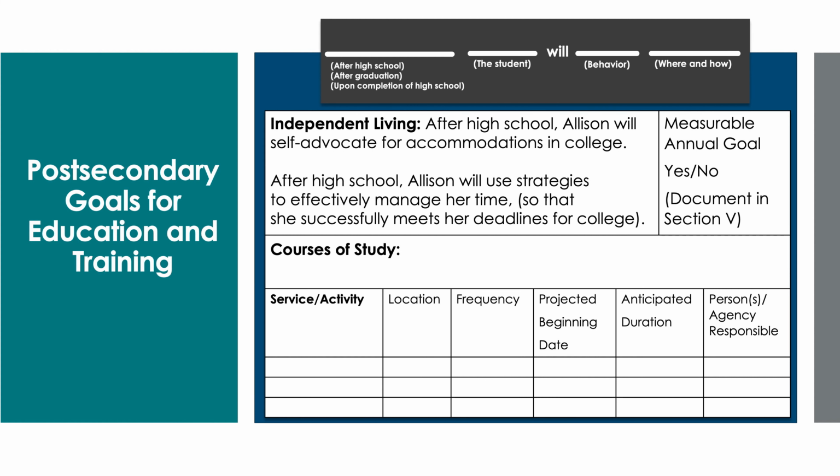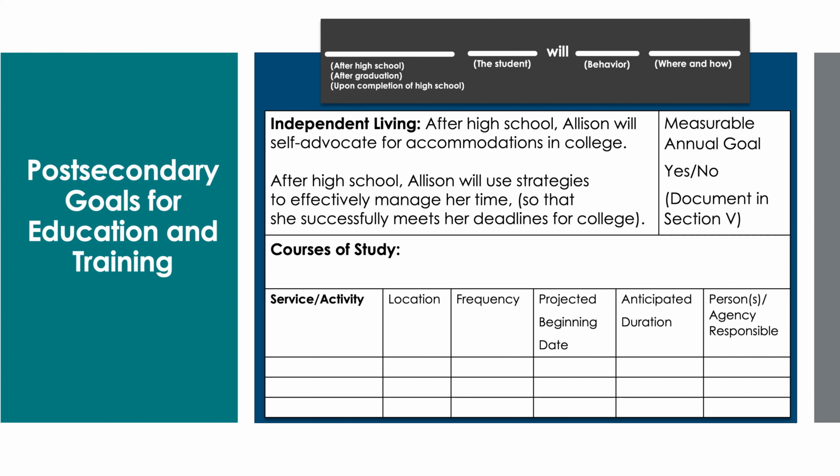So for Allison, here are some possible examples of independent living goals for this student based on her present education levels. So after high school, Allison will self-advocate for accommodations in college. And also after high school, Allison will use strategies to effectively manage her time so that she successfully meets her deadlines for college. Some other examples and not so good examples might be the following. So a good example would be after high school, Bill will learn to cook a simple meal in the Reach Adult Day training program with one-to-one support staff.